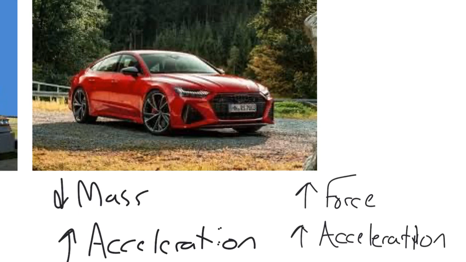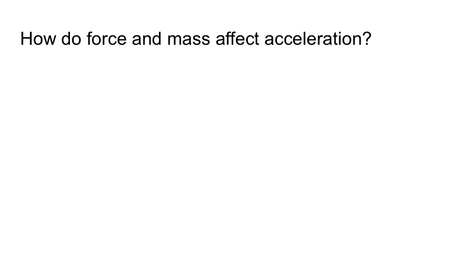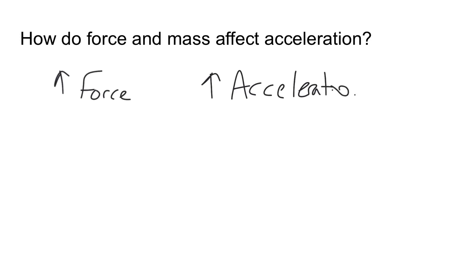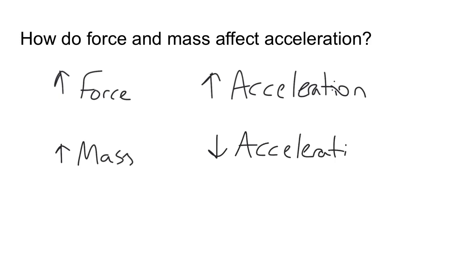And so the relationships between mass and acceleration and force and acceleration is really what Newton's second law is all about. So just to state this out there, how do force and mass affect acceleration? If I have a greater force, I get a greater acceleration. And the opposite would also be true. If I had less force, I'd have less acceleration. I have less pushing. And if I have a greater mass, I have less acceleration. Because this thing has more inertia, so it's going to be harder to move.